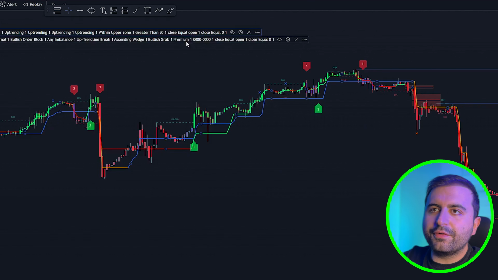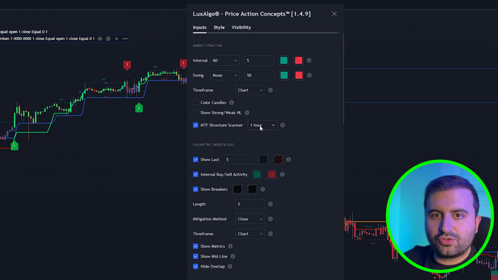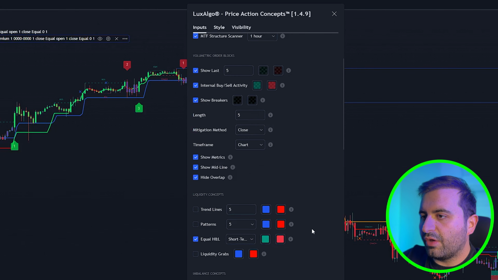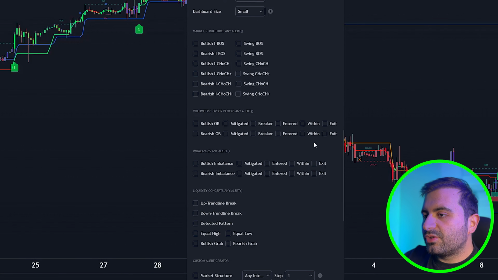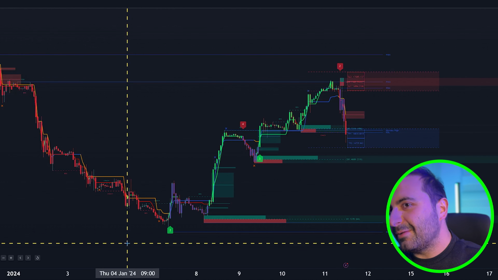Now let's go over to Price Action Concepts, and what we're gonna do is enable the MTF structure scanner, 1 hour. It's our chart time frame. Show last 5 internal buy sell, the breakers, the length is 5. Most of the settings are classic, and I use all of them. Equal highs and lows. The fair value gap again is very important. Daily, Monday, weekly, monthly highs and lows. Premium discount zones we don't need in swing trading, in my opinion. So that's it. Hit the OK button, and now the setup is ready, and the rules are simple like always.